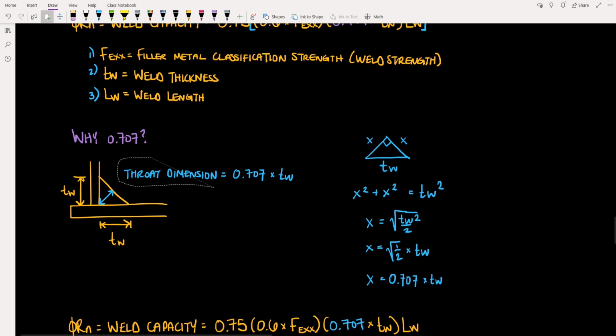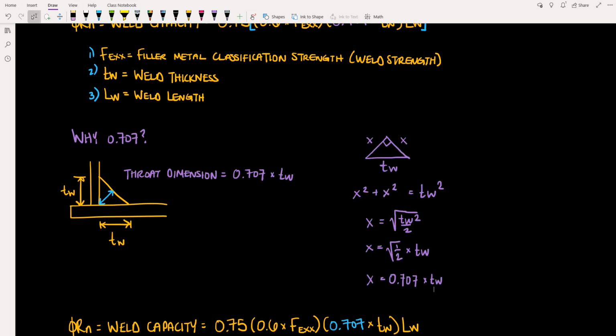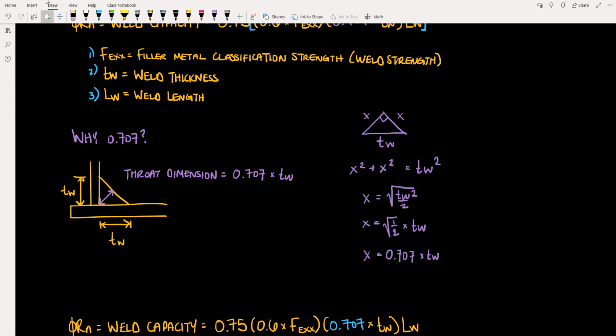Well, that number is what we refer to as the throat dimension. When we're sizing welds, it's not the thickness of the weld that goes into the equation, it's this throat dimension. And that throat dimension is equal to 0.707 times the thickness of the weld. We derive that 0.707 from geometry.